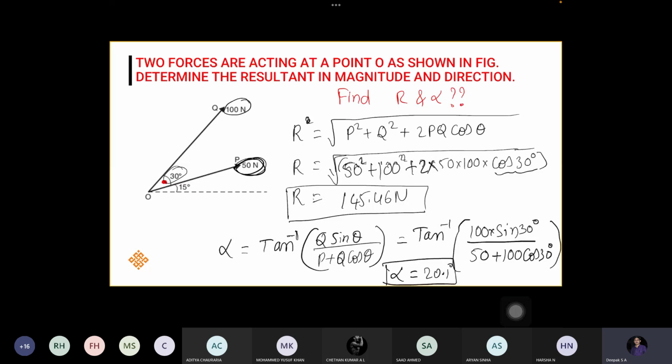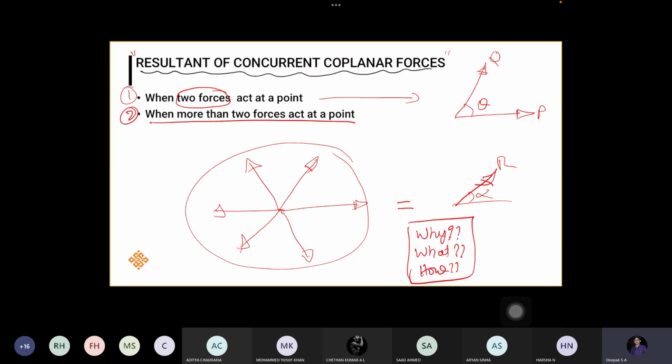Now, in the second case, when more than two forces are acting at a point, we will take up this second topic.